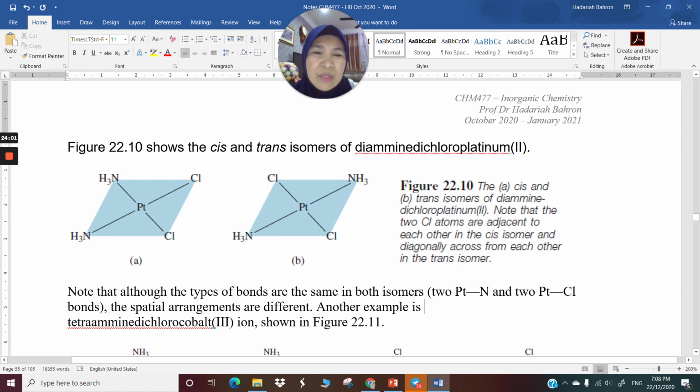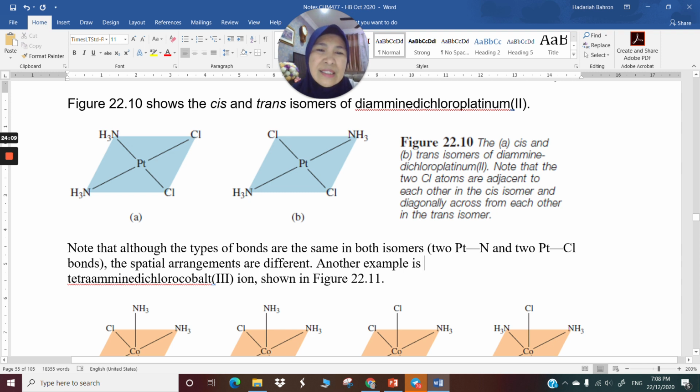Trans isomers of diamminedichloroplatinum(II). Note that the two chloro atoms are adjacent to one another in the cis isomer and diagonal across each other in the trans isomer. Now, these two compounds have very, very different biological properties. This one is called cis-diamminedichloroplatinum, and the common name for it is cisplatin. This is transplatin.